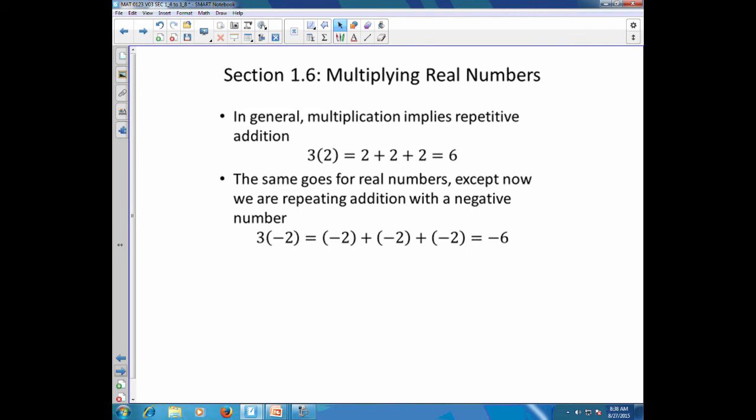In general, when we talk about multiplication, it implies repetitive addition. So 3 times 2 is really just telling you to add 2 three times. 2 plus 2 plus 2 is 6. When we're dealing with real numbers, positive and negative numbers, we're going to be doing the same thing, except now we're repeating the addition with a negative number. So 3 times negative 2 will give you negative 2 plus negative 2 plus negative 2, which is negative 6.